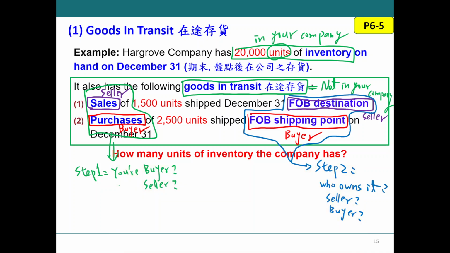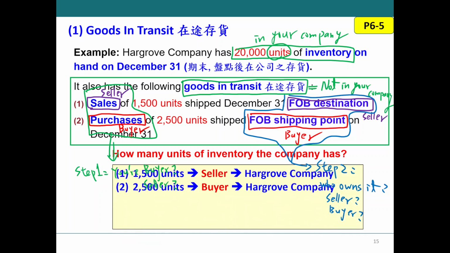So totally how many? In the company, 20,000 units. Then first one belongs to you, 1,500. Second one still belongs to you, 2,500. So totally how many? 24,000 units. Okay? Any questions? No problem? Okay, then let's take a break. Later I'll give you time to practice it.